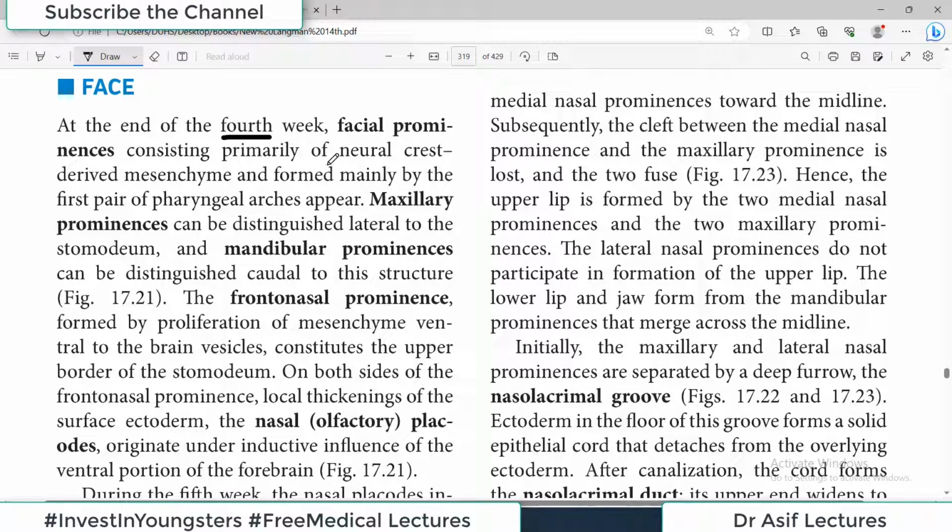तो फेस की जो प्रोमिनेंसेज हैं, they are called facial prominences. They consist primarily of neural crest derived mesenchymal tissue and formed mainly by the first pair of pharyngeal arches. Okay, maxillary prominence is the first of these prominences. It can be distinguished lateral to the stomatum, and mandibular prominences which can be distinguished caudal to this maxillary prominence.